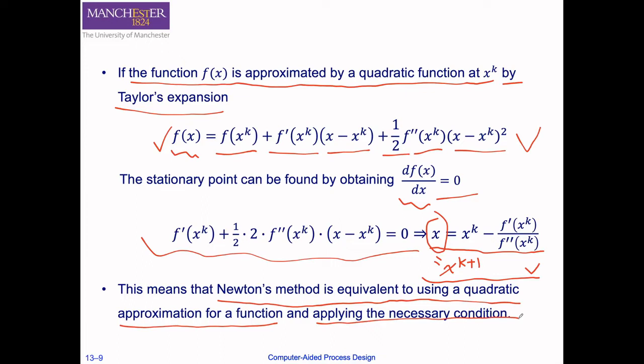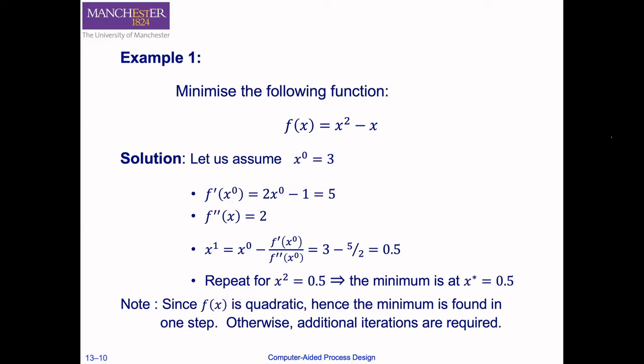To find an optimal, let's use Newton's method to find the optimal solution of the function f(x) is equal to x squared minus x. First, we need to provide an initial point. The initial point x is equal to 3. Then, at this point, we need to calculate the first derivative of the function f(x) and also the second derivative of this function f(x), which is equal to 5 and 2 respectively.